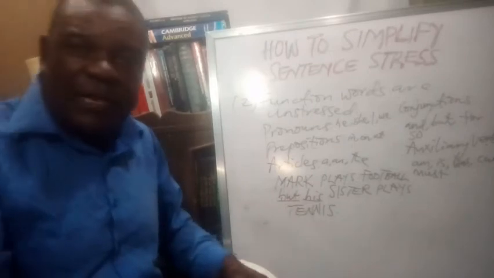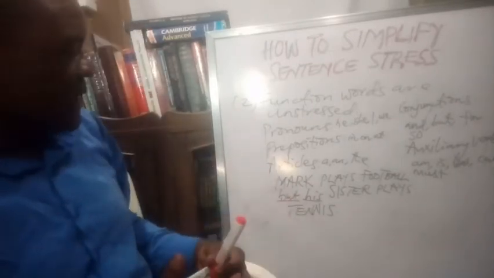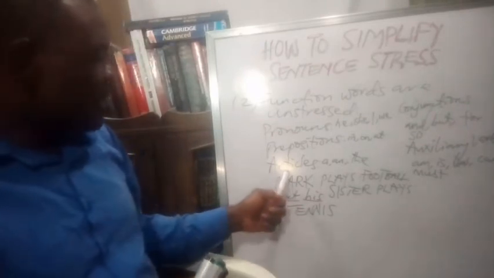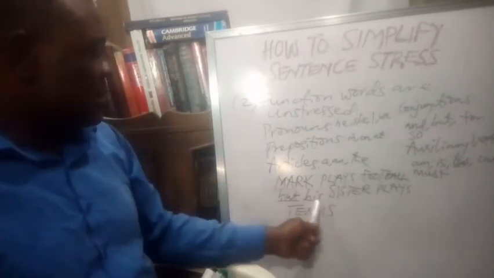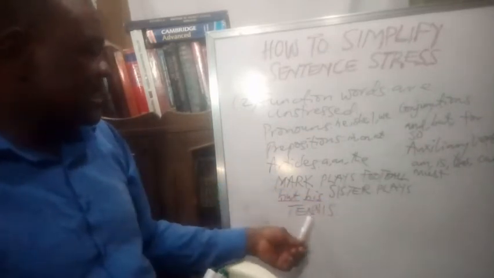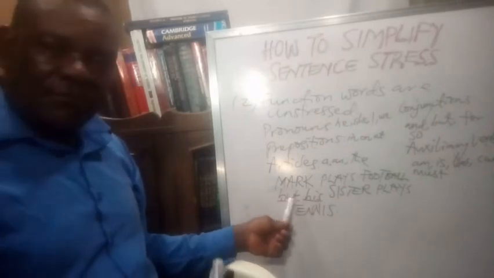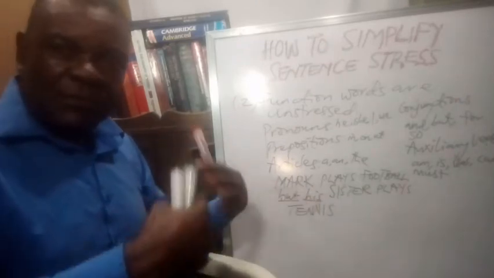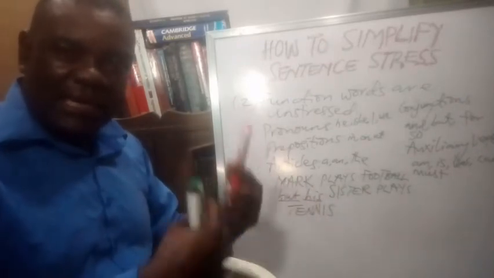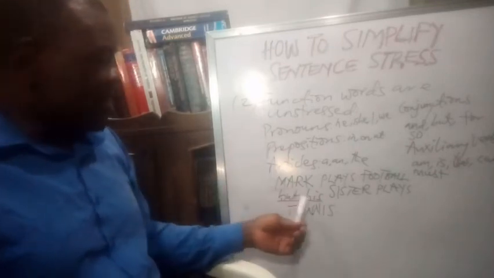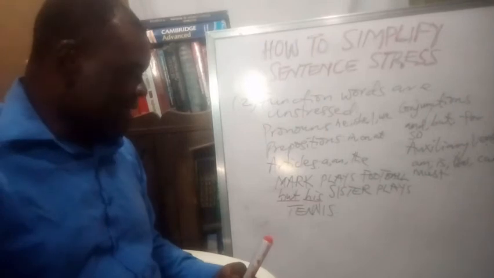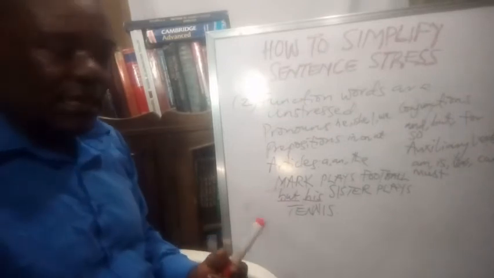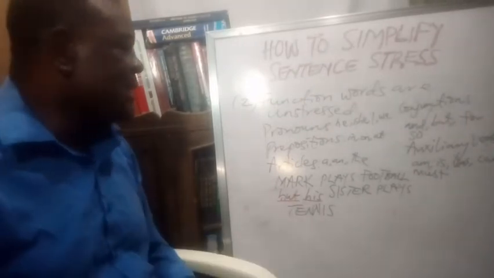So you can see the way sentence stress is used. Mark plays football, but his sister plays tennis. So we do not pronounce this. If you watch, you discover that the stressed words are said louder and longer, while the other ones are shortened. And that is exactly the way English sentence stress occurs. Let's look at the third tip.